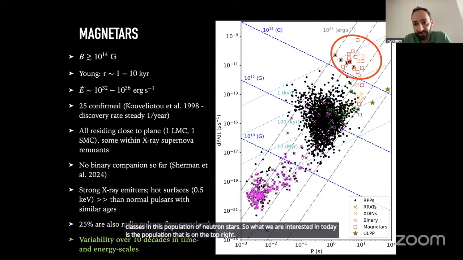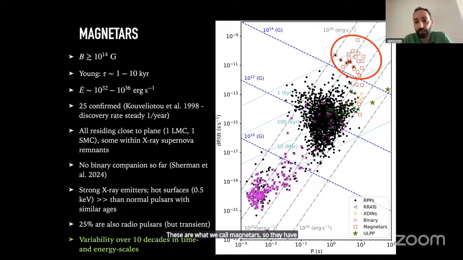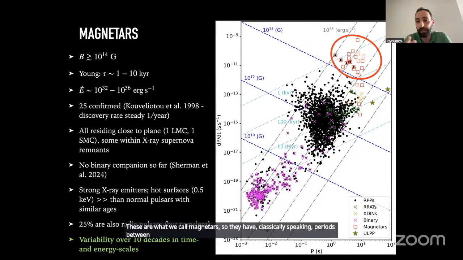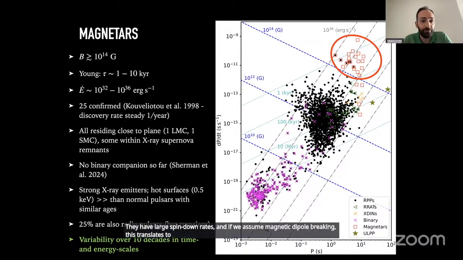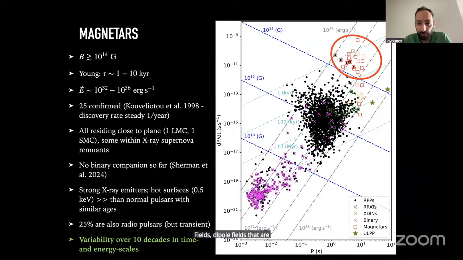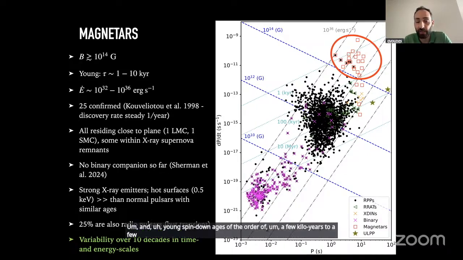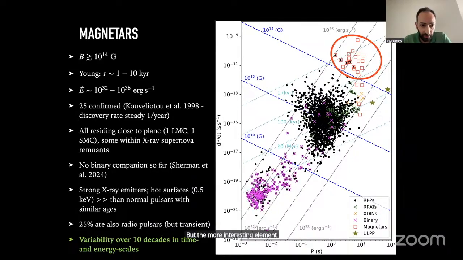These are what we call magnetars. So they have, classically speaking, periods between like 1 and 10 to a little bit over 10 seconds. They have large spin down rates, and if we assume magnetic dipole breaking, this translates to dipole fields that are 10 to the 14 Gauss on average, and young spin down ages of the order of a few kilo years to a few tens of kilo years, again on average, with quite a bit of spread. Their spin down luminosity is also on the lowish side.